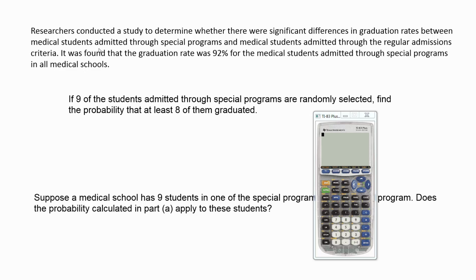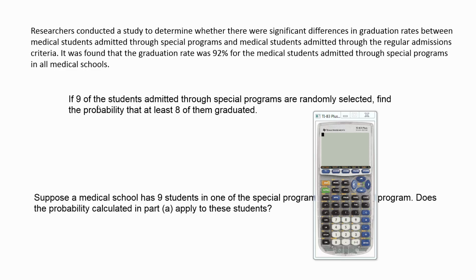All right, it says researchers conducted a study to determine whether there were significant differences in graduation rates between medical students admitted through special programs and medical students admitted through the regular admissions criteria. It was found that the graduation rate is 92% for the medical students admitted through special programs in all medical schools. If 9 of the students admitted through special programs are randomly selected, find the probability that at least 8 of them graduated. So they either graduated or they didn't, which makes this a perfect binomial experiment.